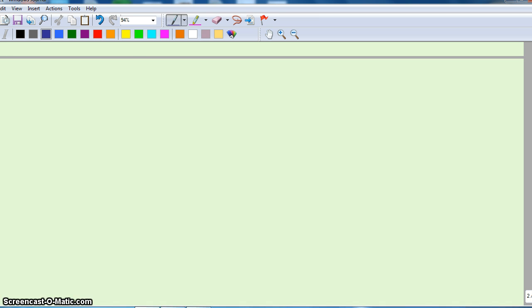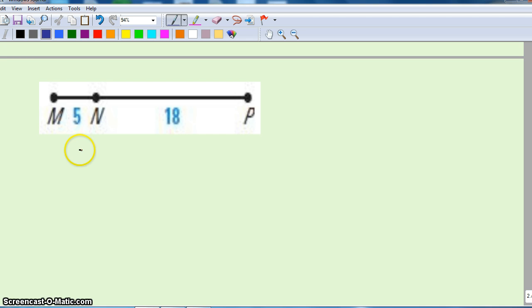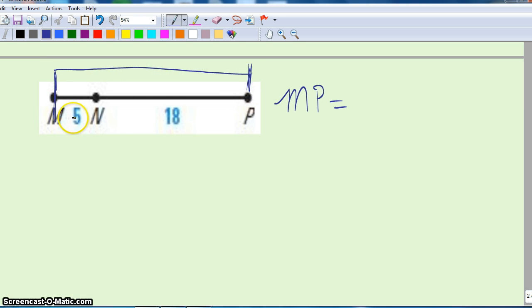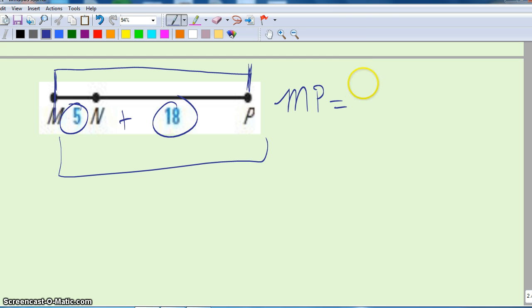Let's say we have this question and this line segment, and I want to know the distance from M all the way to P. Well, this piece here is 5. That piece is 18, and since you want to know all of it, you're going to add those two numbers together, 5 plus 18, which gives you 23, and that's the answer. Pretty simple question.